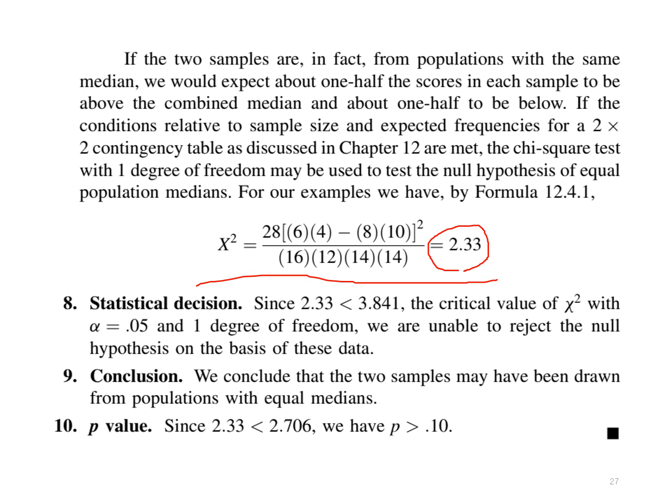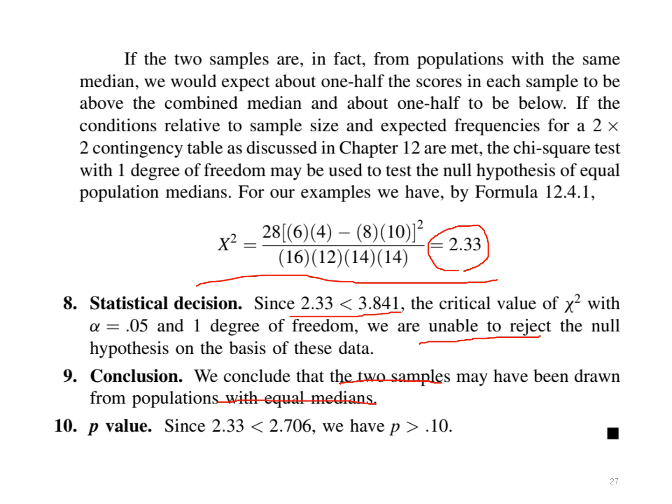But our significance level is 3.841. So the value is less than that. Then what do we have to do? We cannot reject the null hypothesis, right? Unable to reject. So the conclusion is that the 2 samples have been drawn from populations with equal medians.